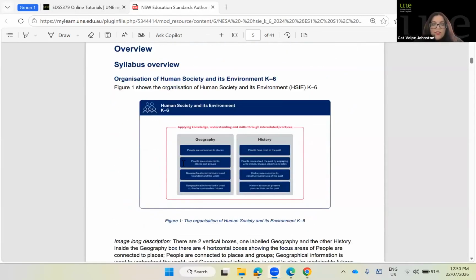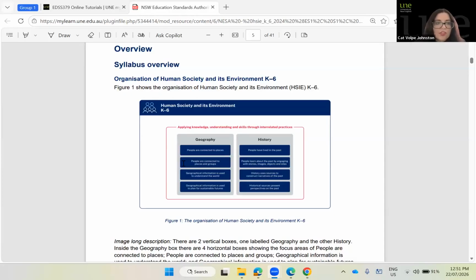So just an overview here. We basically have in K to 6 four units in geography and four units in history. Quite different from what we had in the previous versions where there were two units each. And by each, I mean for each stage, except for early stage 1. So stages 1, 2, and 3 had two units, which meant that in year 1 you were taught a unit, year 2 you were taught a different unit in stage 1.